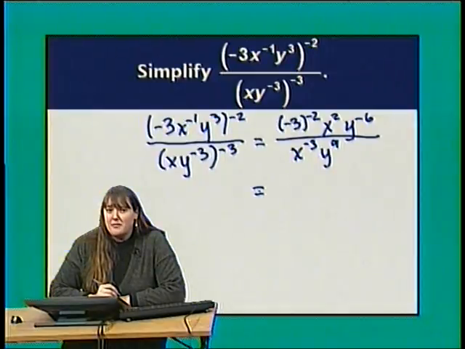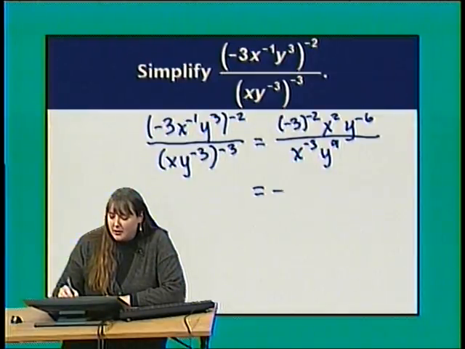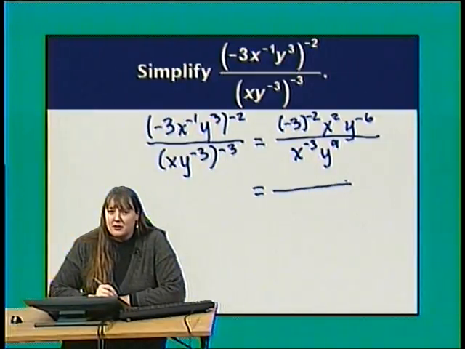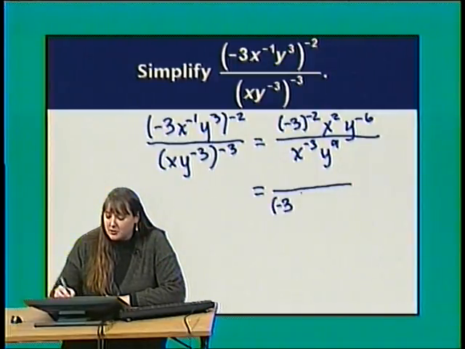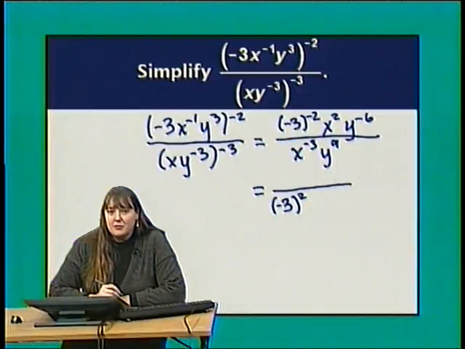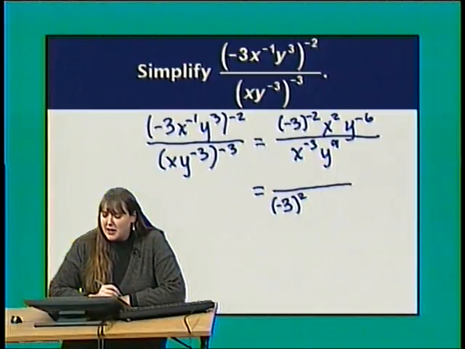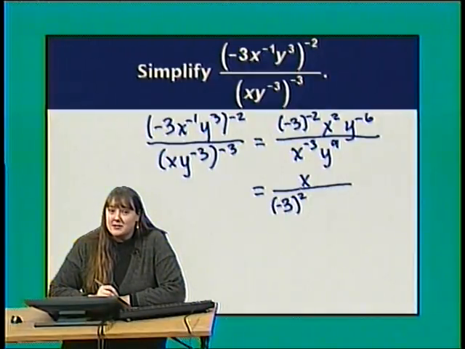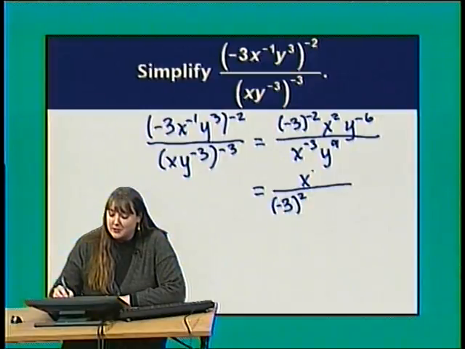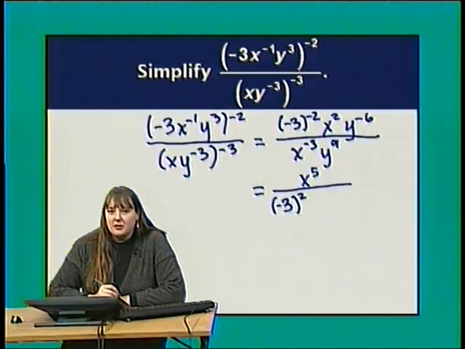Now let's concentrate on making our exponents positive. I can make that negative 3 to the negative 2 have an exponent of positive 2 by moving the factor to the denominator. So that's negative 3 squared in the denominator. I have x squared in the numerator and x to the negative 3 in the denominator. Simplifying gives me x to the 2 minus negative 3, which is x to the 2 plus 3, x to the 5th in the numerator.